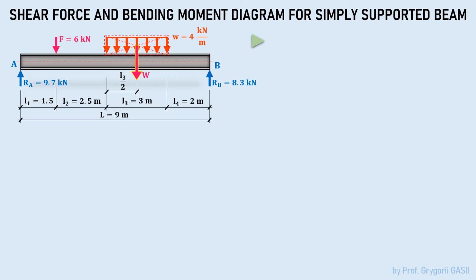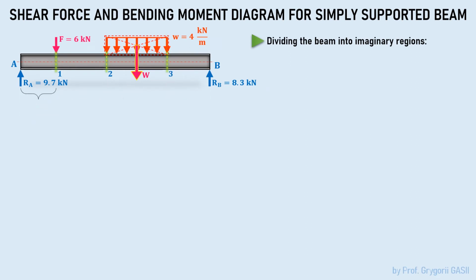Now, to continue, we divide the beam into regions by imaginary cross-sections. The cross-sections are drawn in a manner that they divide the beam at the spots where the force is applied, as well as at the border between the loaded and unloaded parts of the beam. So, there are 4 regions formed by 3 sections. Let's show and write them sequentially so we don't forget.